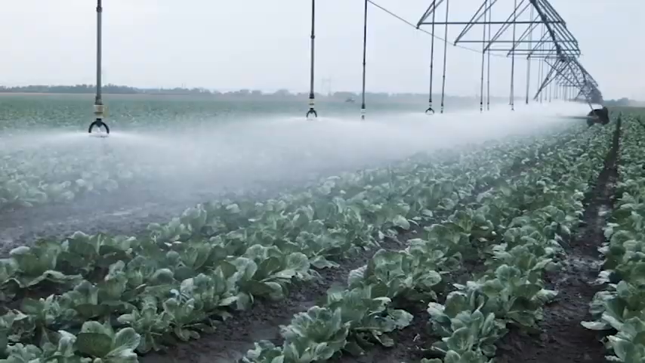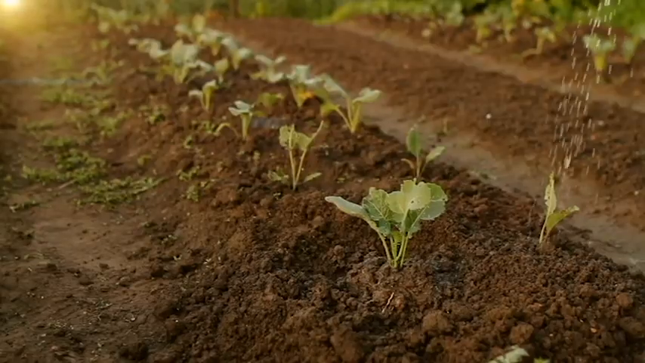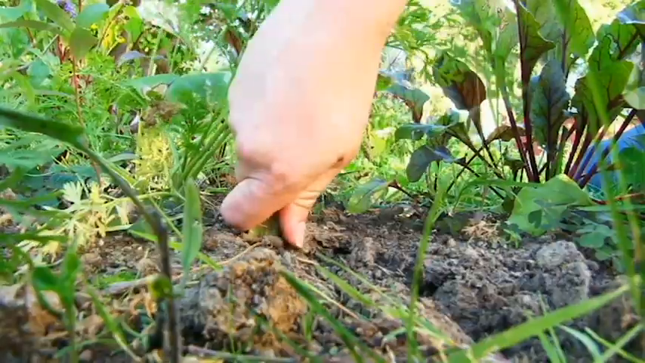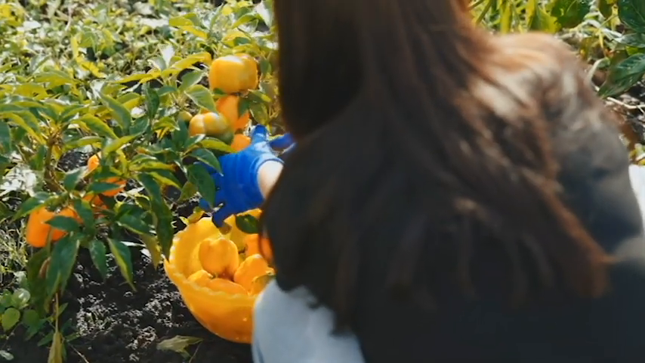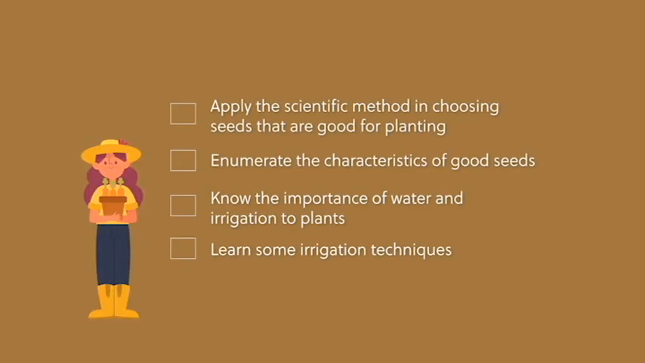In this lesson, you will learn how to use the scientific method in selecting which seeds to plant and irrigation techniques. We will discover the importance of the scientific method in making decisions that can affect farmers. After this lesson, you should be able to first, apply the scientific method in choosing seeds that are good for planting. Second, enumerate the characteristics of good seeds. Third, know the importance of water and irrigation to plants. And lastly, learn some irrigation techniques.